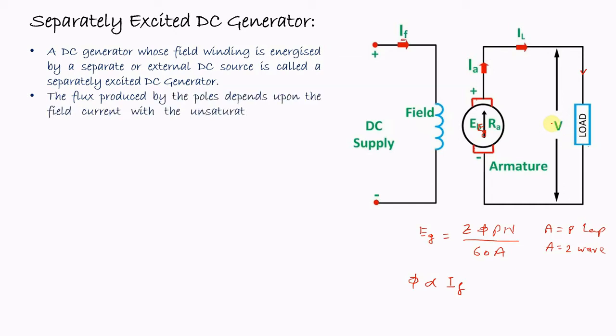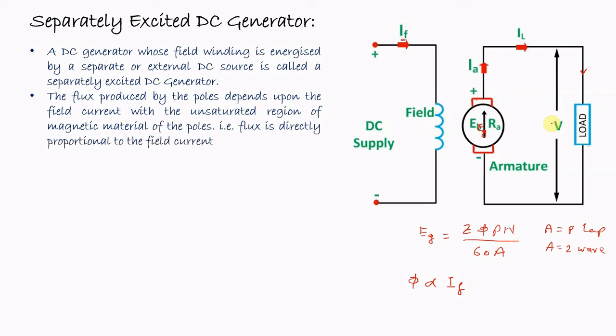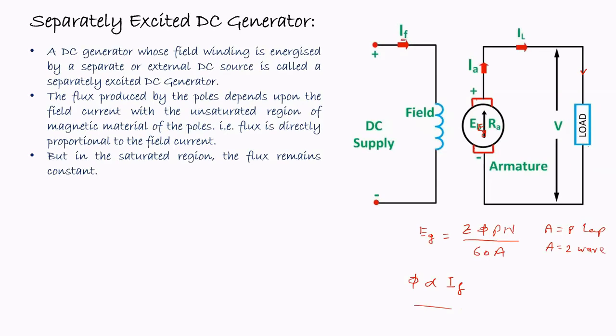So here the flux produced by the pole depends upon the field current within the unsaturated region of the magnetic material of the pole. That is, flux is directly proportional to the field current, that we have already discussed. But in the saturated region, the flux remains constant. So when the flux remains constant, even if the field current is increased, there will be no change in flux.